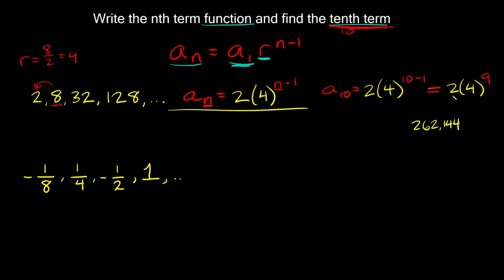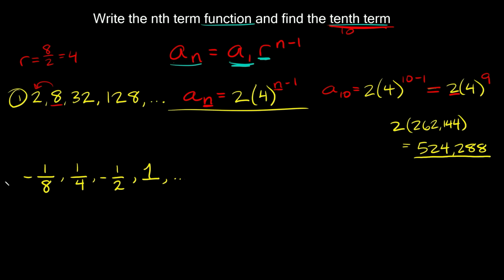So 4 raised to the 9th power is equal to 262,144, okay? But we're still multiplying by this 2 out here, right? So we're still multiplying by that 2 out there. So 2 times 262,144 is equal to 524,288, right? So then this would be the 10th term in this geometric sequence for this first problem right here.